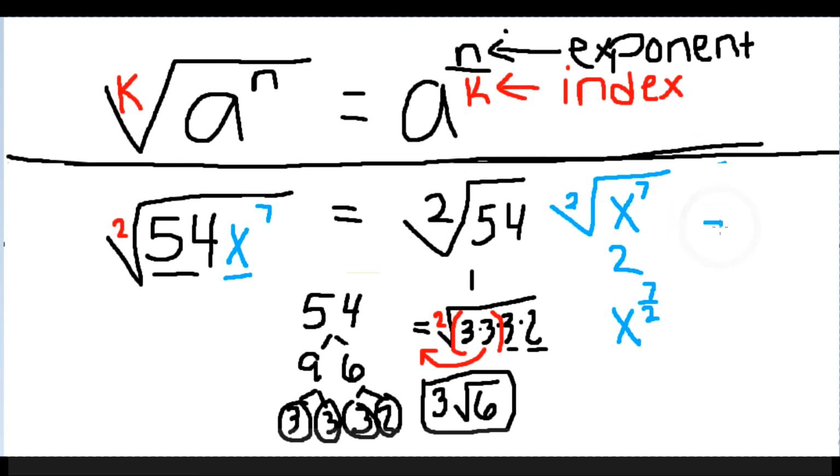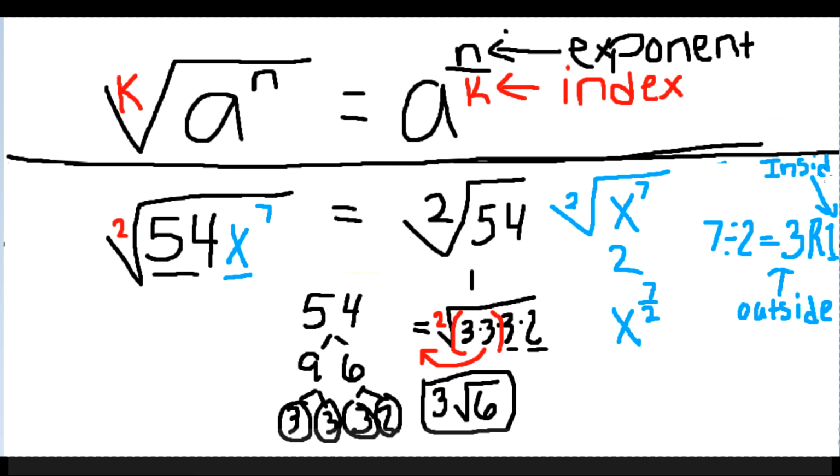So if we take 7 and we divide it by 2, well, 2 goes into 7 3 times, but I'm going to have this remainder of 1, okay? So that means that I was able to get 3 groups of 2 out. So that represents my exponent on the outside. I got 3 groups out, so that's my outside exponent. But I had 1 left over.